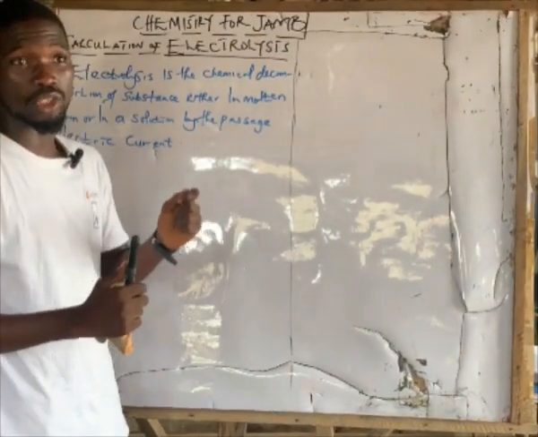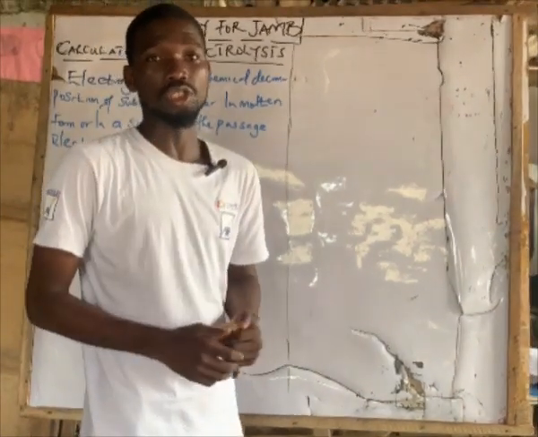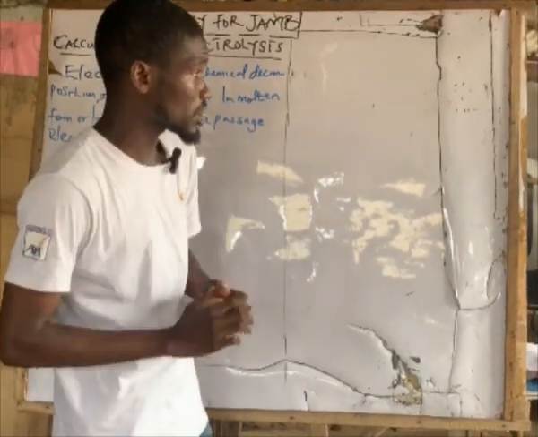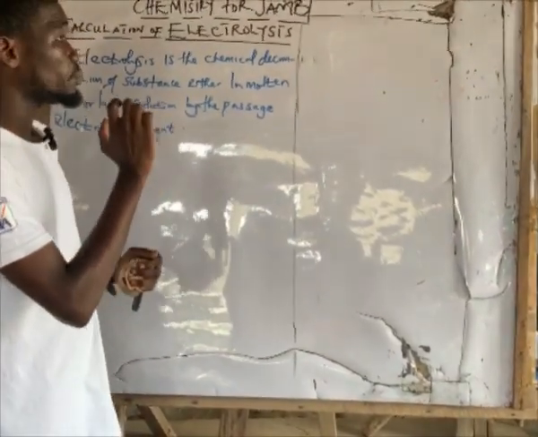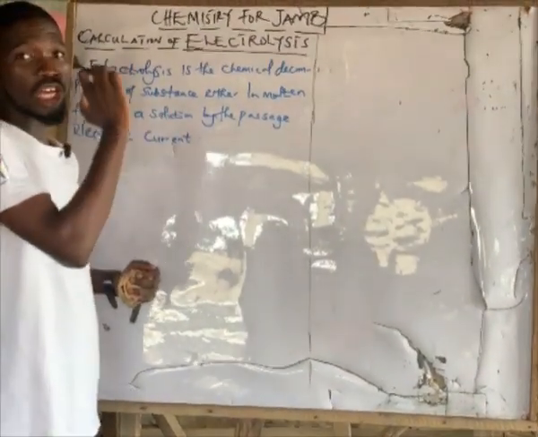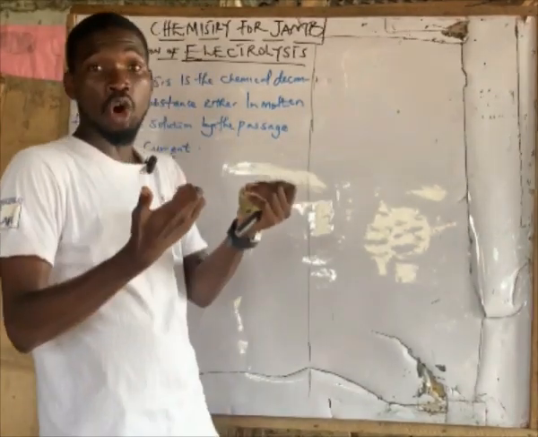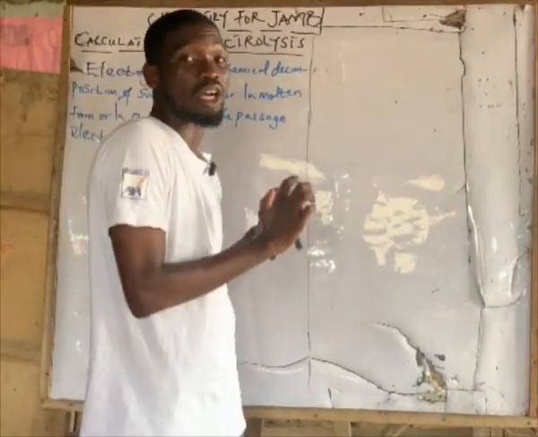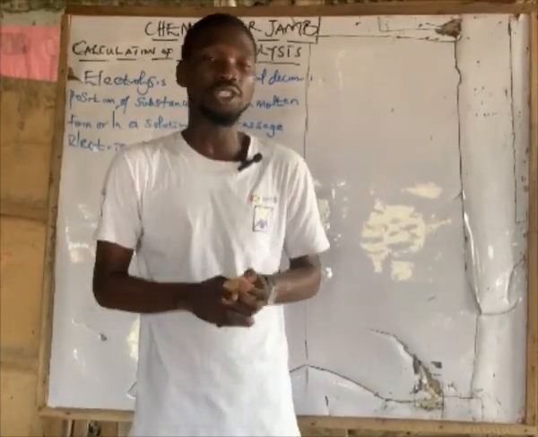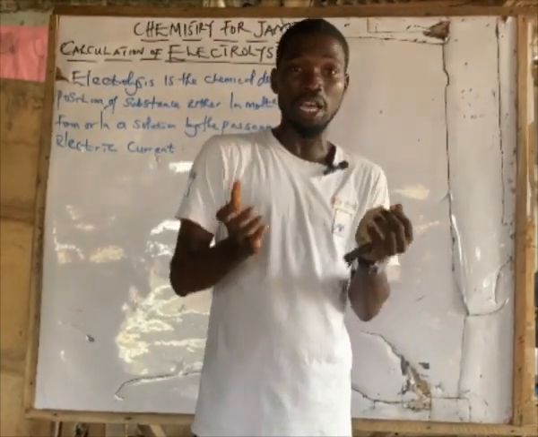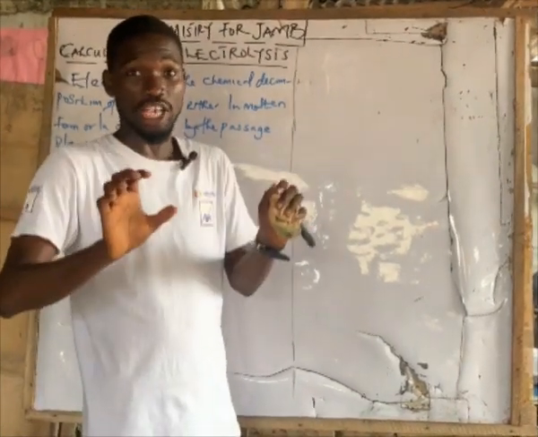Electrolysis is the chemical decomposition of a substance either in molten form or in a solution by the passage of electric current. But our main objective for today's class is the calculation of electrolysis, and to explain that, we are going to look at the first Faraday law of electrolysis, which has many formulas under it, and there are some formulas I'll be showing you that many of you out there are not exposed to at all.